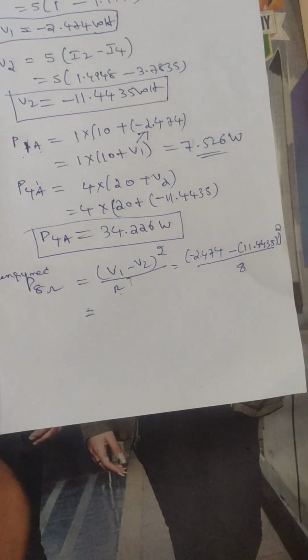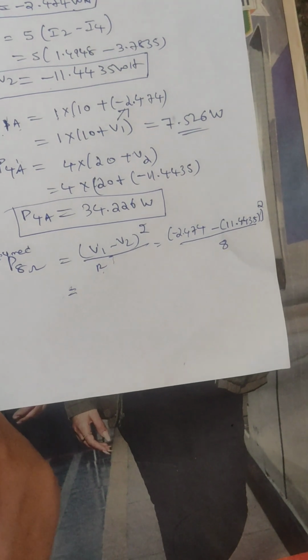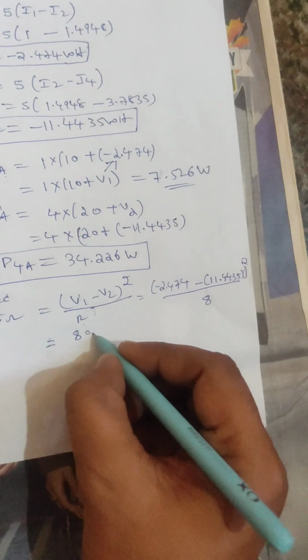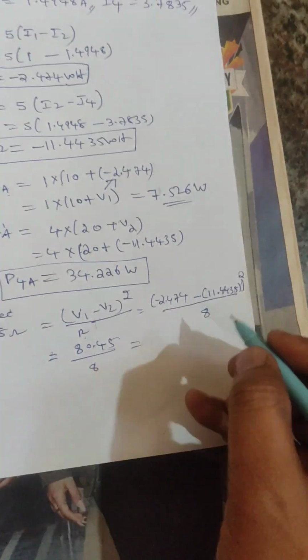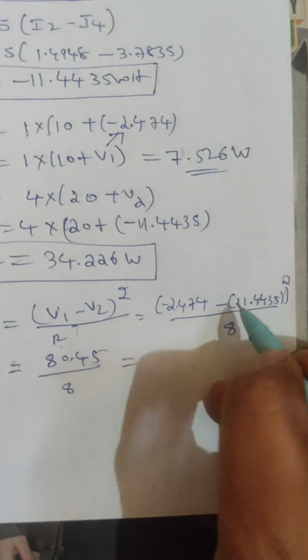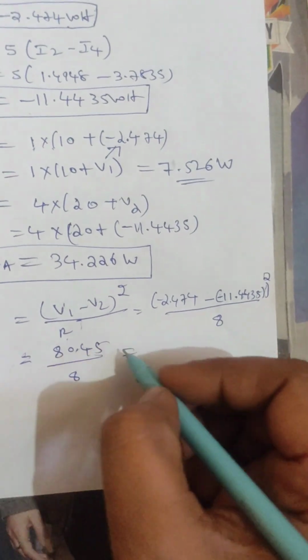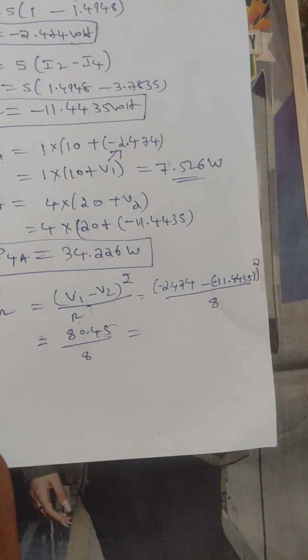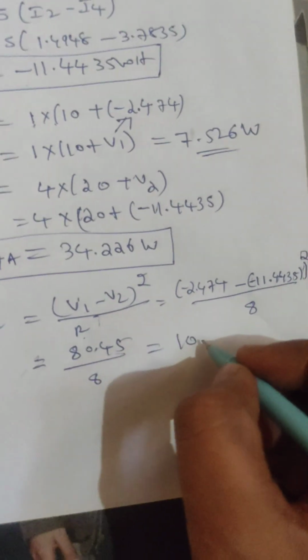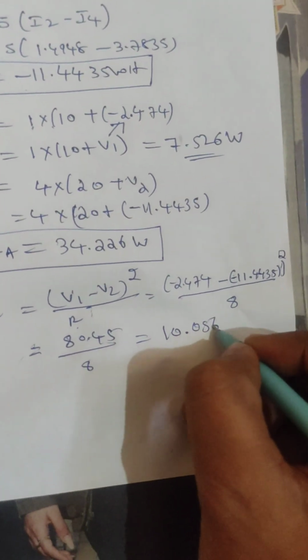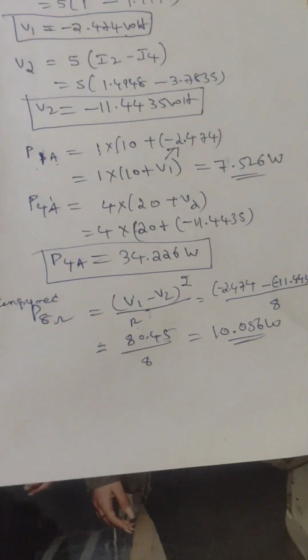So I'm going to do that in a calculator. Minus 2.474 and then minus, within the bracket, minus 11.4435, close bracket, whole square. See, we got a numerator of 80.45 divided by 8. See here, V1 minus V2, and V2 itself is negative. So by all this, we got numerator 80.45 divided by 8. So answer divided by 8. See, the power dissipated in that 8 ohm resistor is 10.056 watt. Okay, this is the power dissipated.